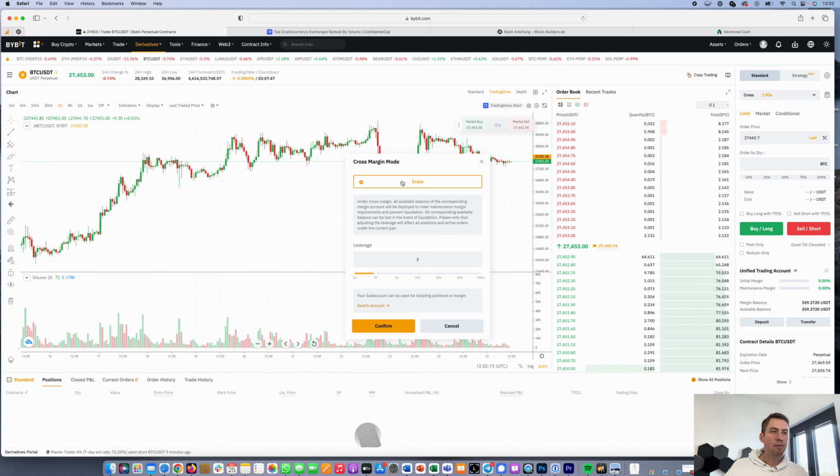And here our margin mode right now selected is cross. So you can also select isolated margin. That basically means you can only use the money that you are selecting for that position. And with cross, that means you can use all the money that you have in your current trading account. So for me, it would be the unified trading account. So I would recommend using isolated margin when you start off.